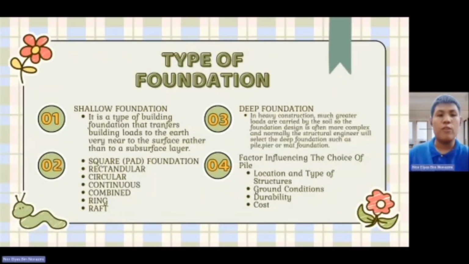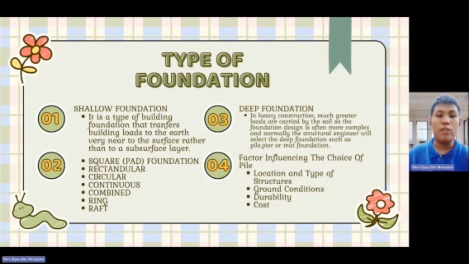Next is type of foundation. The first type of foundation is shallow foundation. It is a type of building foundation that transfers building loads to the earth very near to the surface rather than to a subsurface layer. The shallow foundation has multiple types to choose from. The first one is square flat foundation. This type of foundation is usually used in hill slope construction projects.